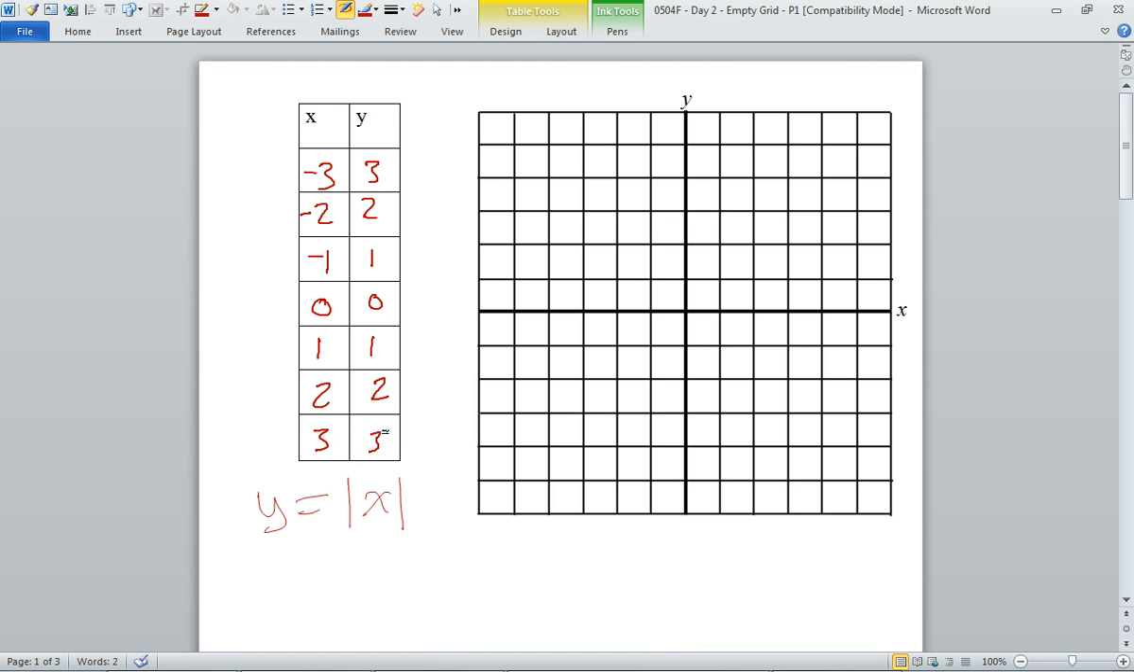Does everybody see where I'm getting these values from? I'm just making sure everything's positive because that's what absolute value does. Now, if I were to graph these points so I can get a feel for what the absolute value function looks like, it would be like this. -3, 3, bam. -2, 2, -1, 1, all right. 0, 0. And then look what happens as I go to the right. 1, 1, 2, 2, 3, 3.